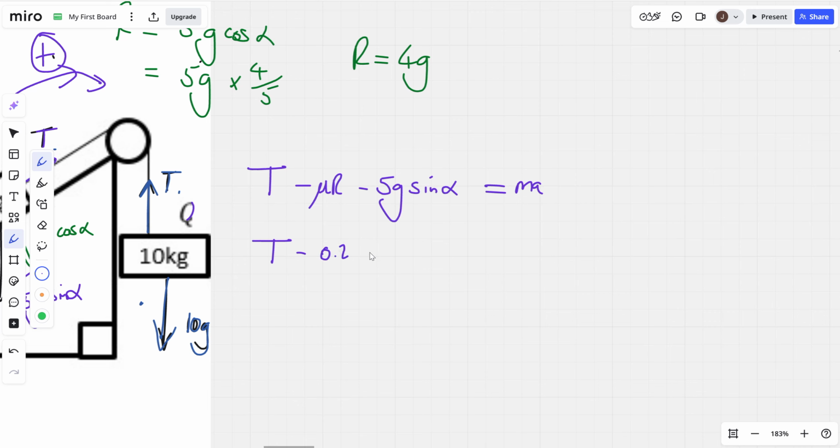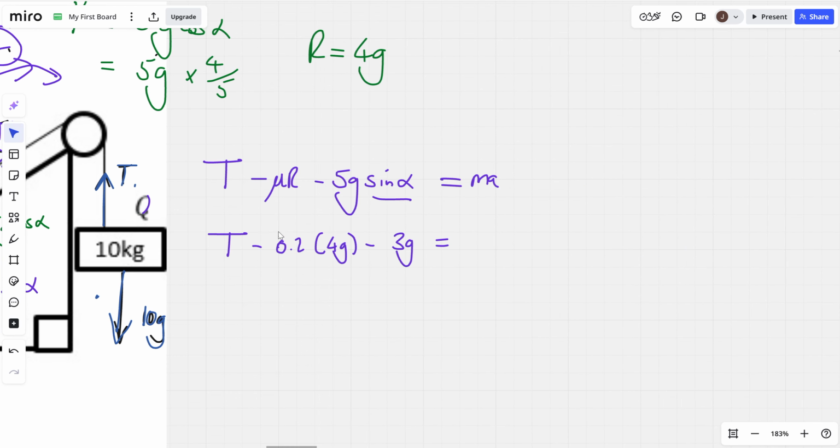0.2 times 4g minus, now 5g sine alpha, we just said that that was 3g earlier, because sine alpha is 3/5. ma, well, it's the mass of the thing that I'm dealing with, which is a 5. So that's just a 5, so 5a. And then if I tidy this up just a little bit more, I can get T minus 0.8g minus 3g equals 5a. All right, so what do I do next?